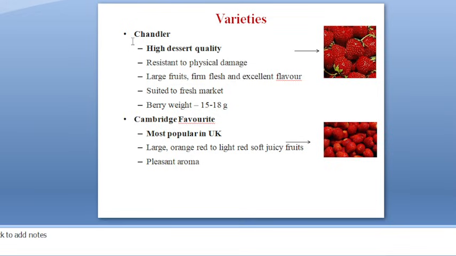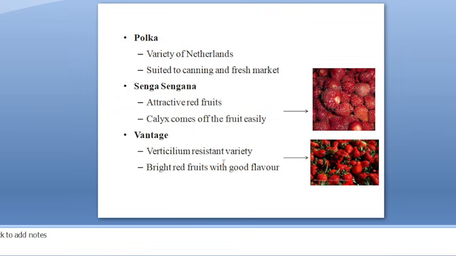So this Chandler is the one variety showing resistance to physical damage. It also has good flavor. The berry weight we can expect is around 15 to 18 grams. Cambridge Favourite is a famous, popular variety in the UK. Here you can see some of the fruits, which are large with an orange color, and we can also experience a good aroma in this Cambridge Favourite.